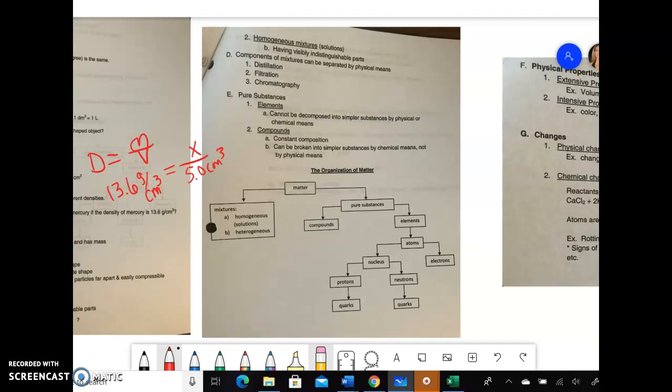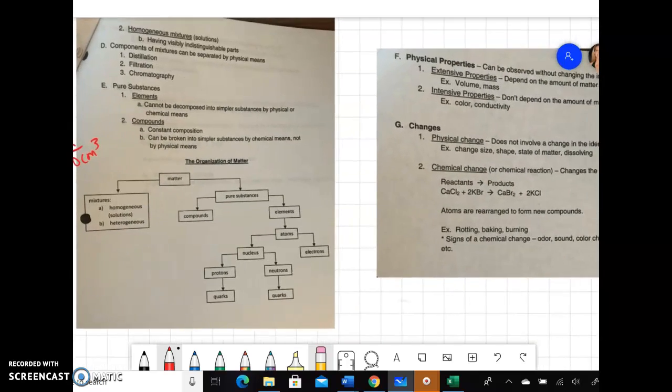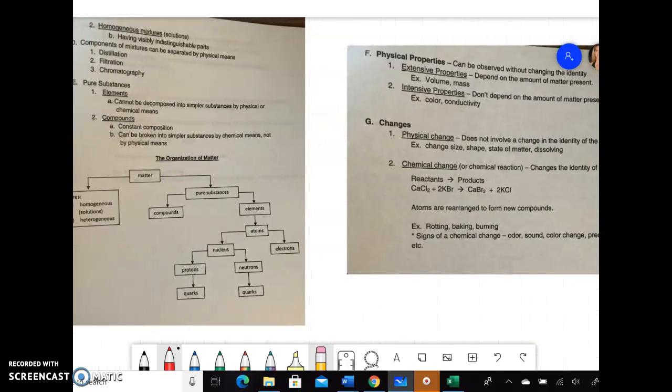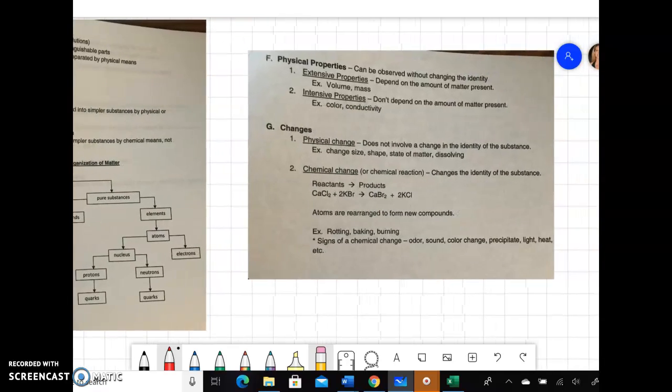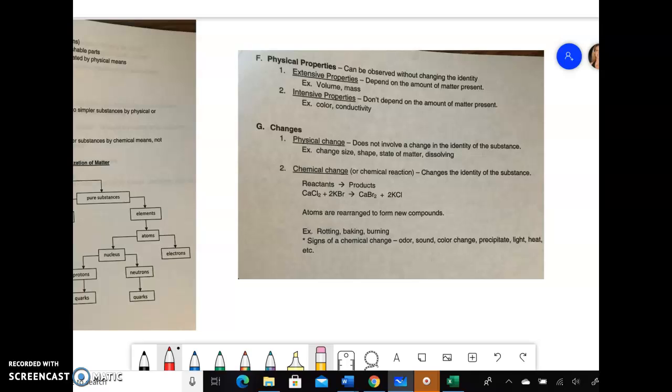And this flowchart here can help you break it down if you are a visual person and like to see how it's arranged. During your progress check for today, you'll practice identifying several different things and trying to put them into the right category. All right, just a few more things.